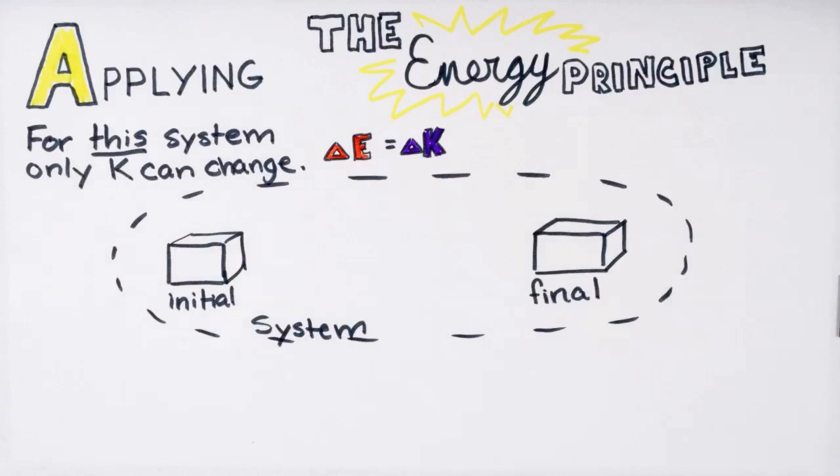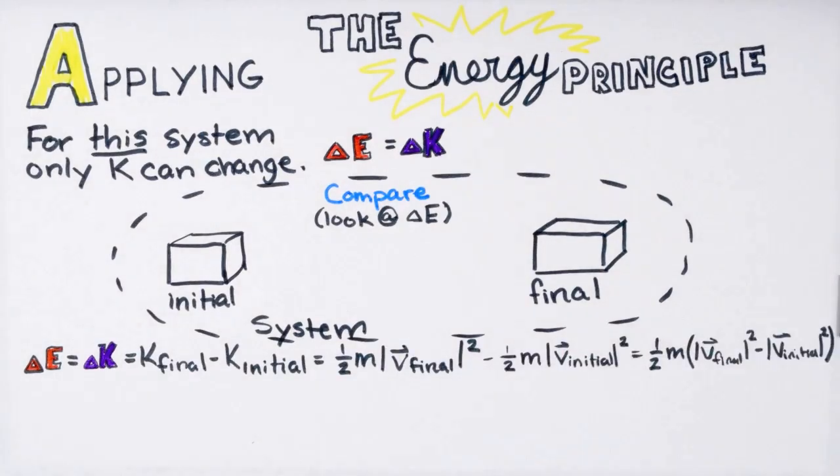However, for the energy principle, we don't need to be explicit about specifying the time between the states, unlike the case of Newton's second law, where we were very explicit about specifying delta t. Now, compare here means look at the change in the system energy, delta E, which, for this example, as we said, we can do by looking only at the kinetic energy change, delta K.